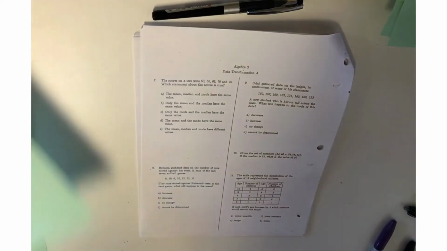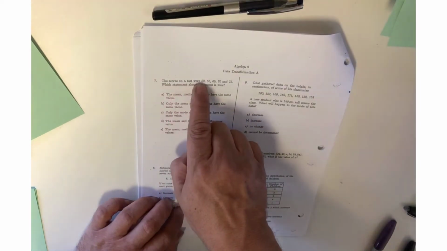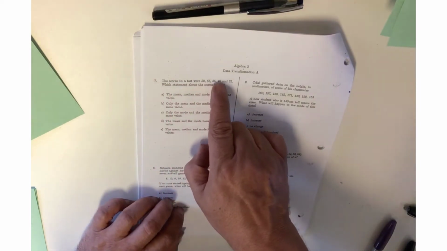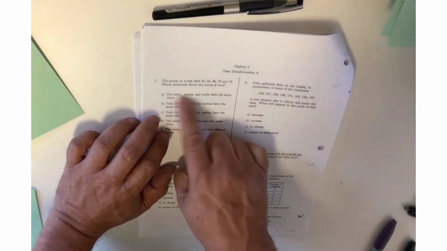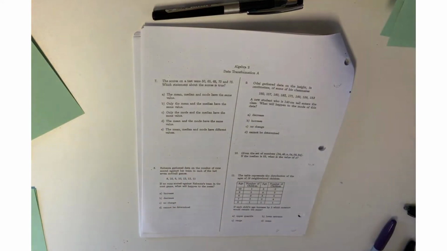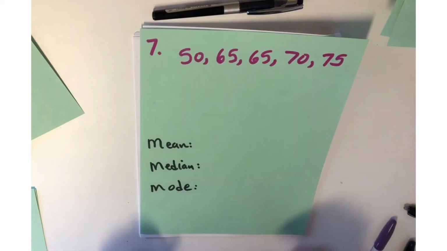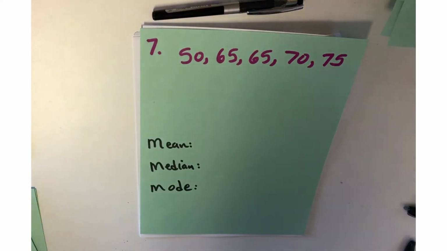Okie dokie. Let's go on to number 7. It says, the scores of a test are 50, 65, 65, 70, and 75. Which of these statements is correct? The mean, the median, and the mode. Oh my goodness, that's easy. All they want me to do is take a look at these numbers yet again and find the mean, the median, and the mode, and then find out which one of those answers is the correct answer.